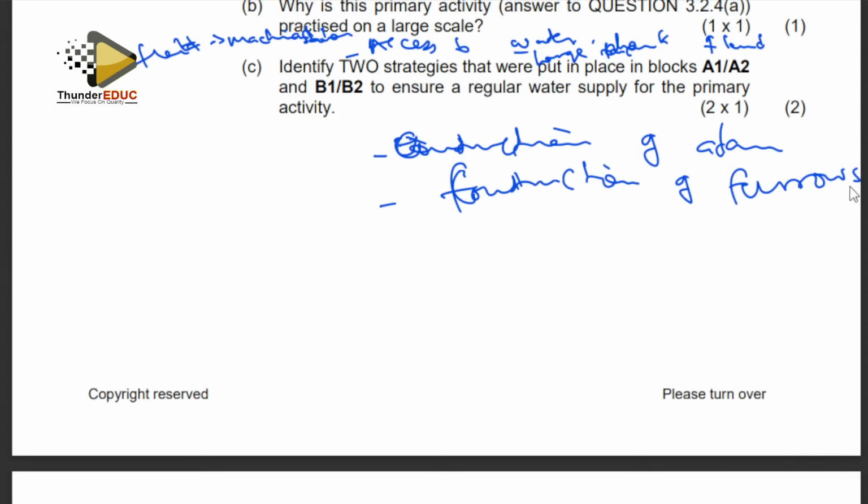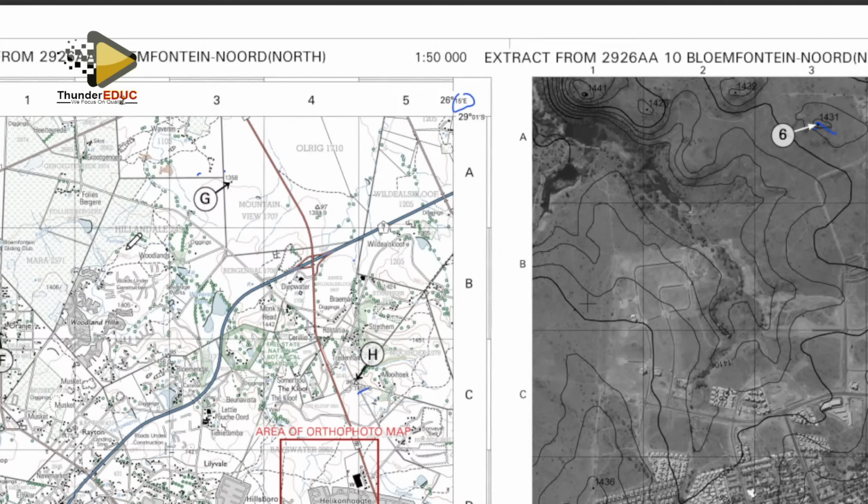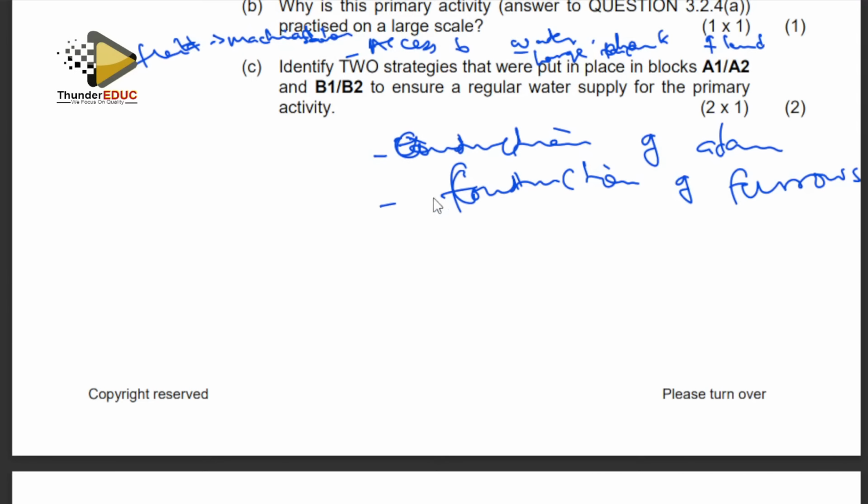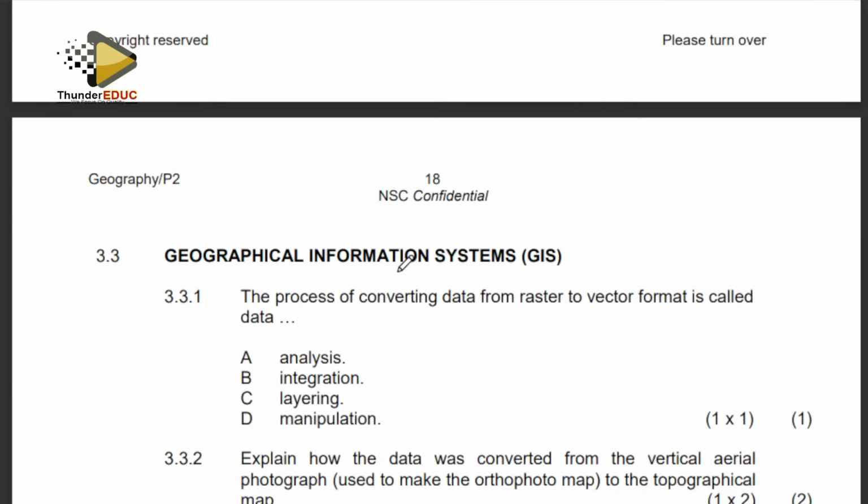So the furrows take water. I don't know if there is any other evidence you can see, but I'm seeing the furrows, but I'm also seeing a reservoir here. So that means there is also a reservoir. The existence of a reservoir. These are all related to water supply for agricultural products.